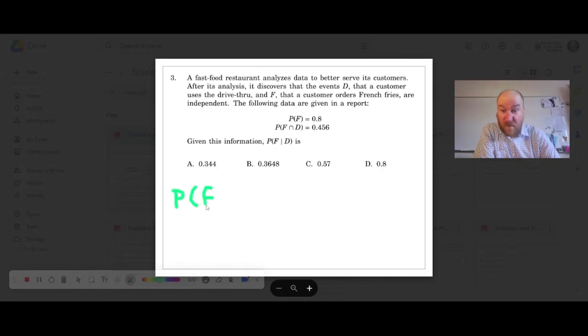P(F|D) equals P(F). If two events are independent, then this is true.